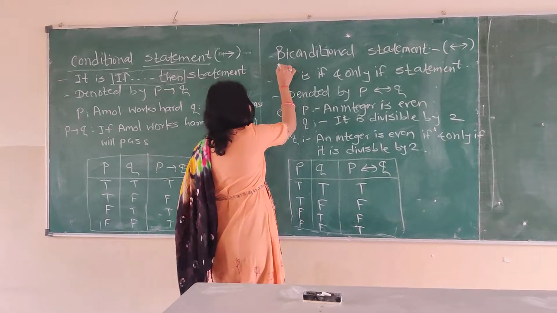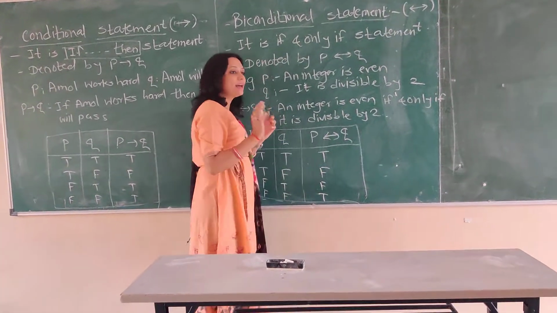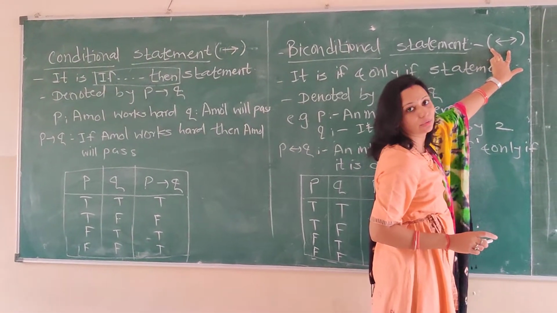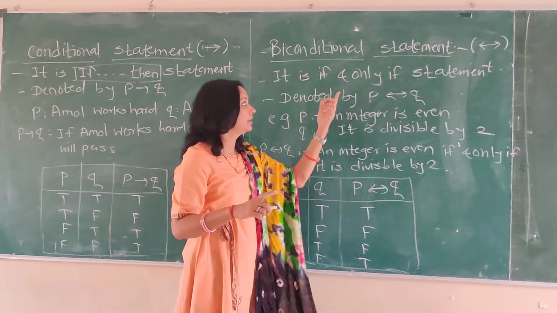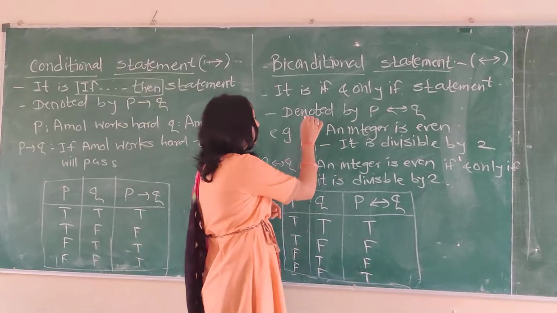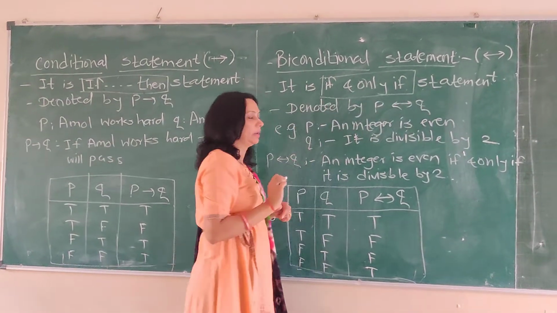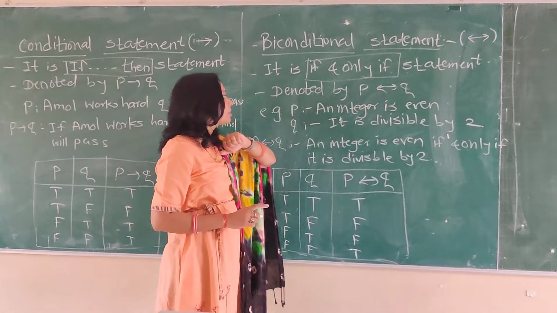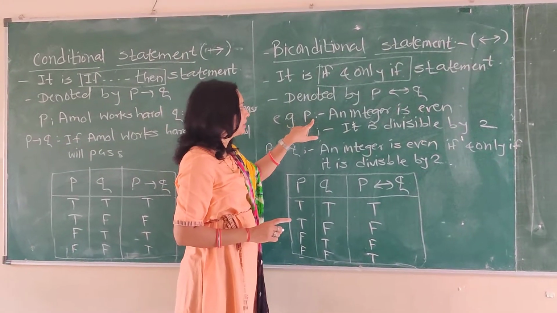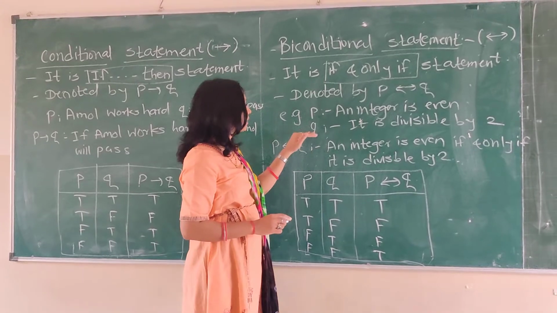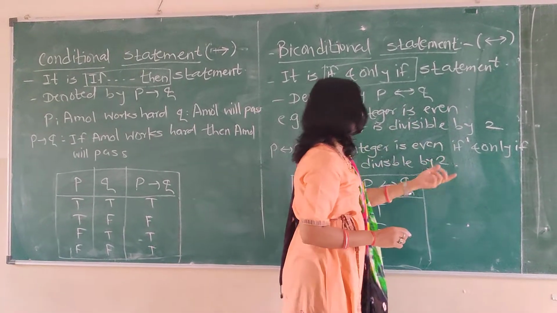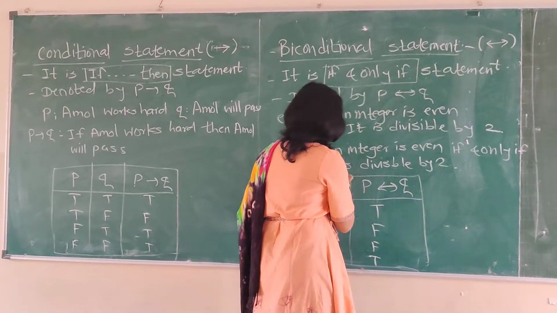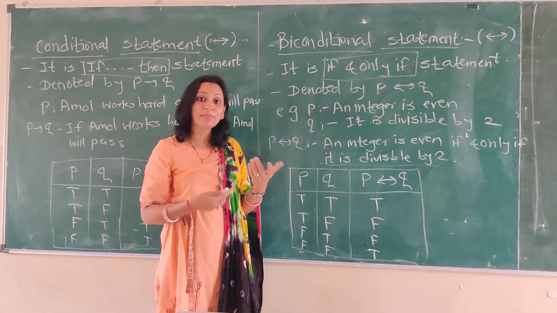Same way, our second part is the biconditional statement. As it is the biconditional statement, it is denoted by a double-headed arrow. Conditional was single-headed, here it is double-headed. It is the type of if and only if statement, and it is denoted by P double-headed arrow Q. So suppose I am saying P is the proposition that an integer is even and Q is the proposition it is divisible by 2. So we can say that an integer is even if and only if it is divisible by 2. Right? That is the biconditional statement.